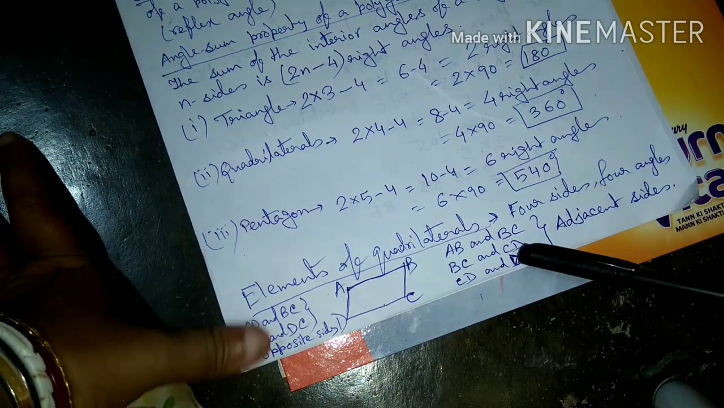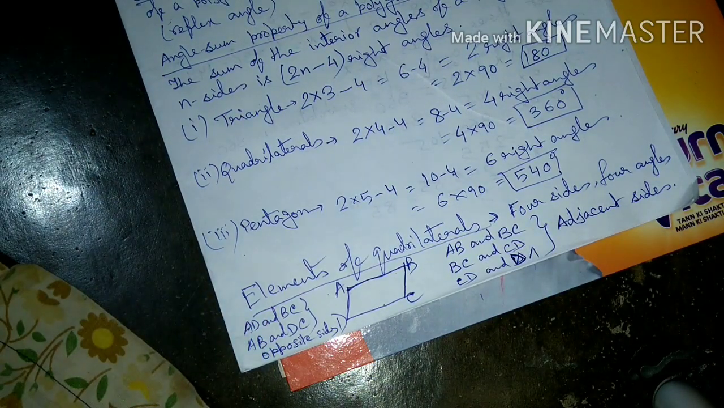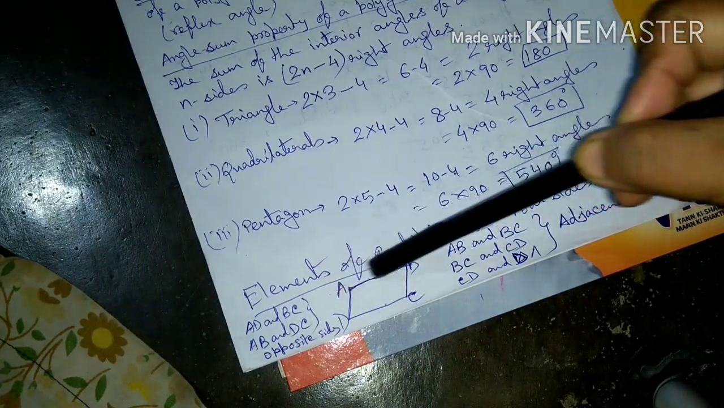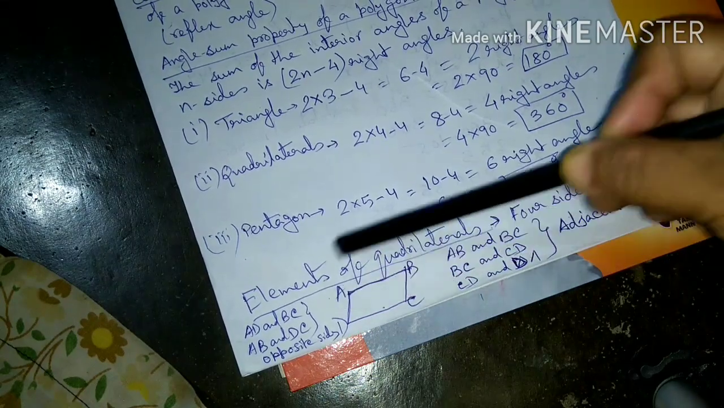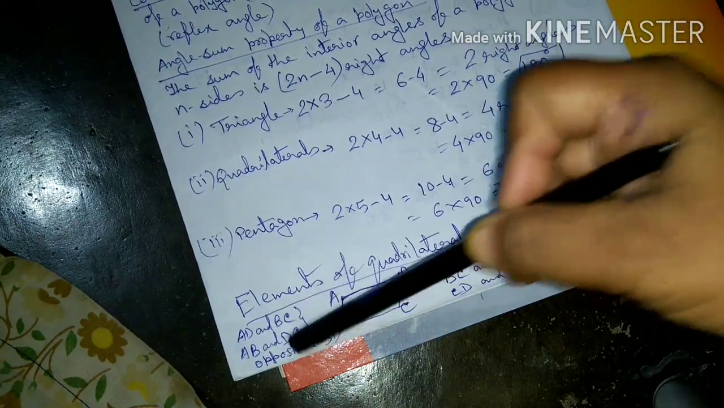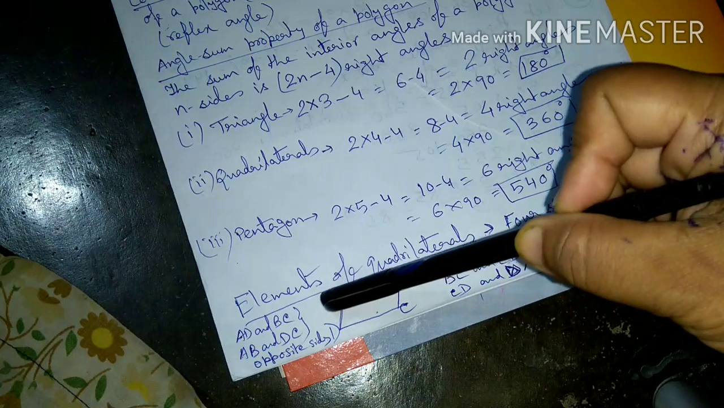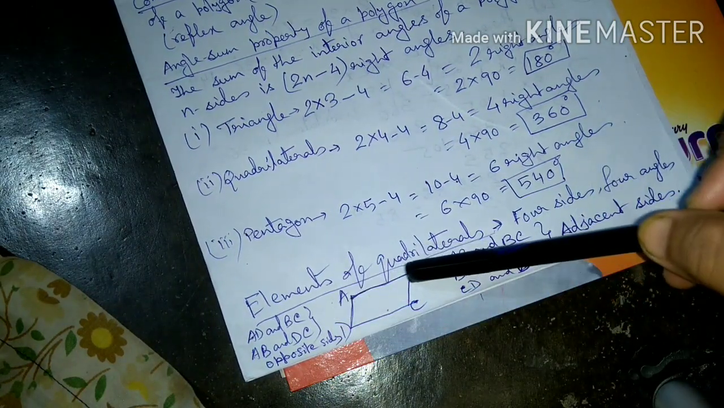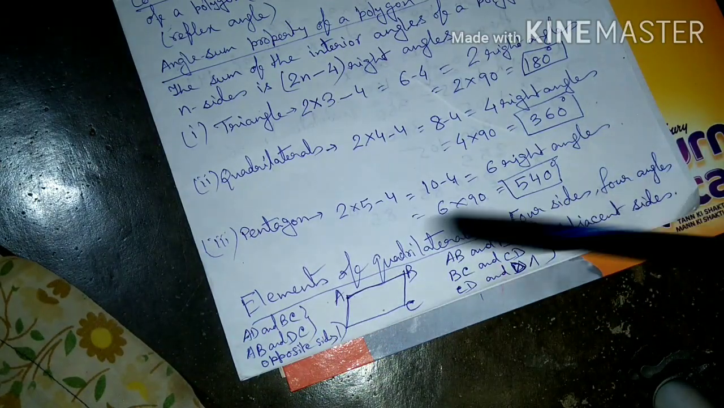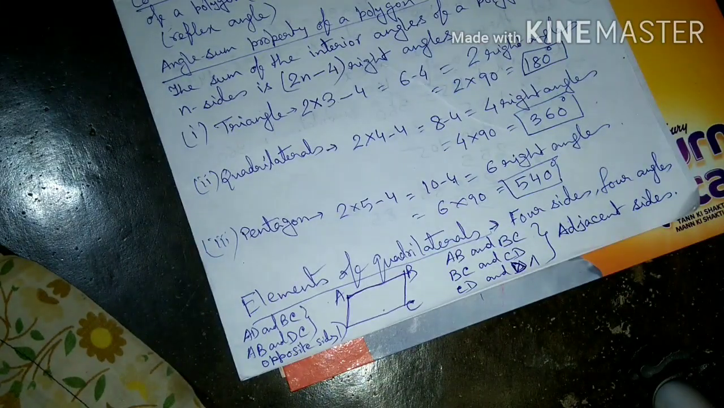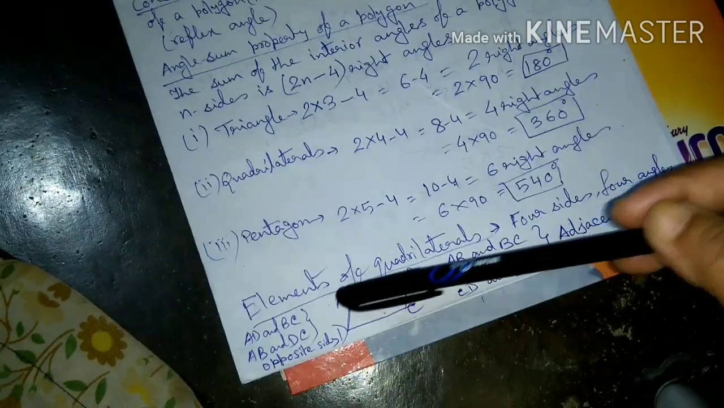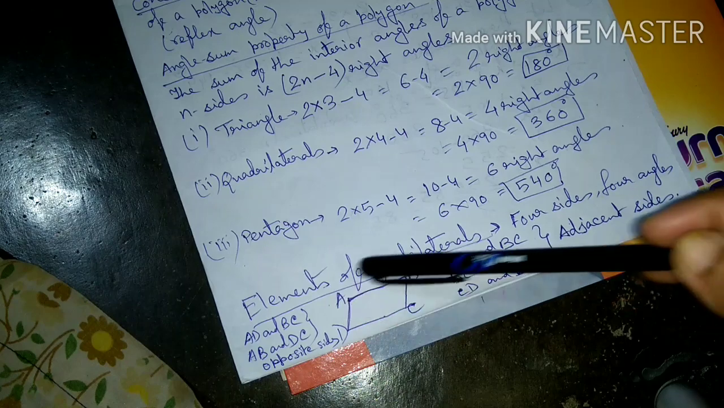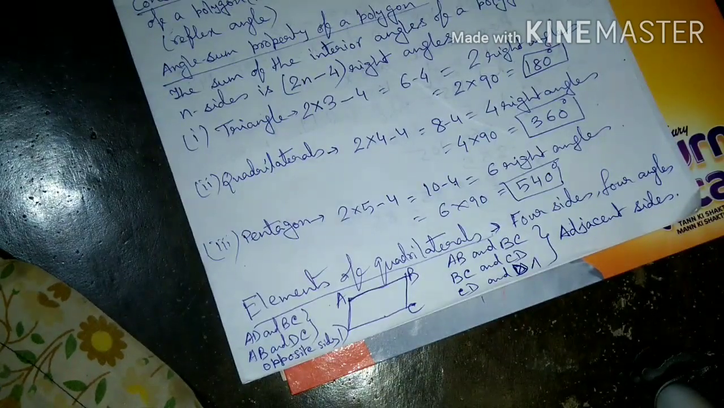Next comes elements of quadrilateral. What are the elements of quadrilateral? Before that, when you draw any quadrilateral, the names should be in a cyclic manner. You cannot write A, B, C, D in a haphazard way. If you write anti-clockwise, then anti-clockwise only will come. If you write clockwise, clockwise only will come. Like I have written A, B, C, D, in a cyclic manner. So names should be given in a cyclic manner.